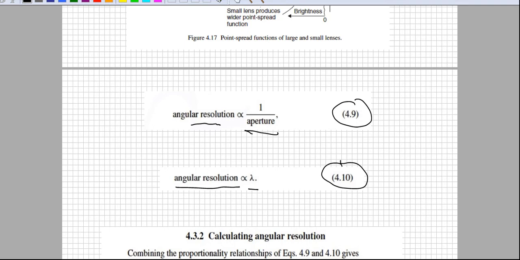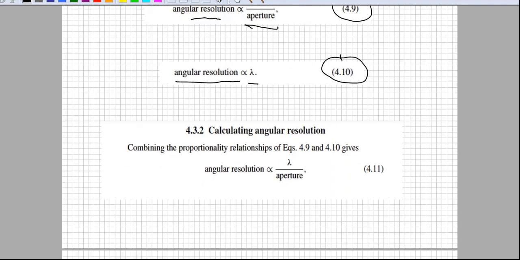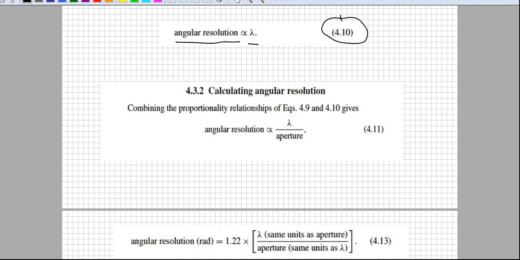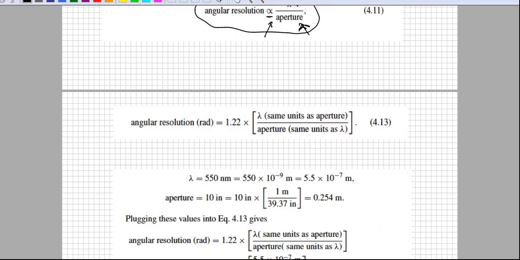You can put those two proportionality relations together. We did that in the section called Calculating Angular Resolution, and proportionality relation 4.11 shows you that result. Angular resolution is proportional to wavelength in the numerator and inversely proportional to aperture. That's in the denominator. Remember, is proportional to means equals a constant times, and you can see that constant in equation 4.13. It depends on a couple of things. It depends on the units you use. It depends on the shape of your aperture, the lens or mirror you're using. But for a circular aperture, if you want the angular resolution in radians, the constant comes out to be 1.22.